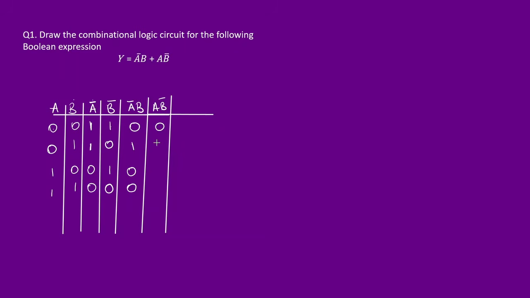0 and 0 is 0. 1 and 1 is 1. 1 and 0 is 0. Okay, and now the final thing we have to do is the final output. So you see the reward for our hard work over here. We have not AB and A not B.